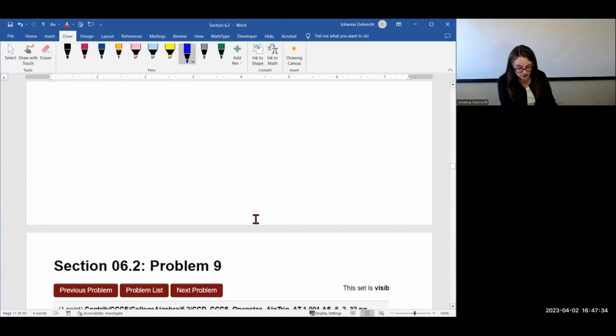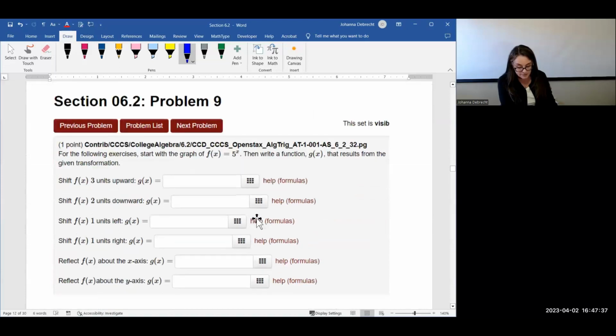Okay, let's move on now to our next problem, number 9. We want to start with the parent function 5 to the x, and then we want to write a function, g of x, that results from a given transformation. We're going to take 5 to the x, and we want to shift it up. So g of x is just going to be equal to 5 to the x plus 3. That affects the y outside of that exponential, and it does what you think it's going to do.